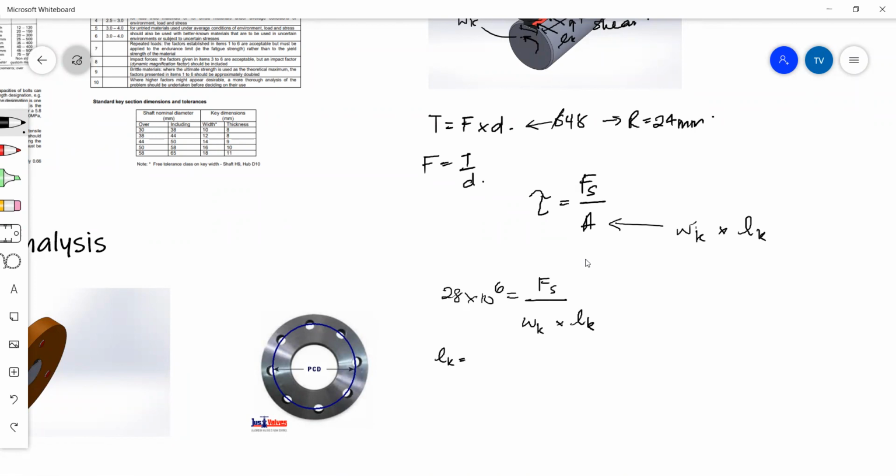So if we rewrite it, the length of the key is equal to the shear force divided by the shear stress, multiplied by 14 millimeters. Okay, and that's how you do the key analysis.